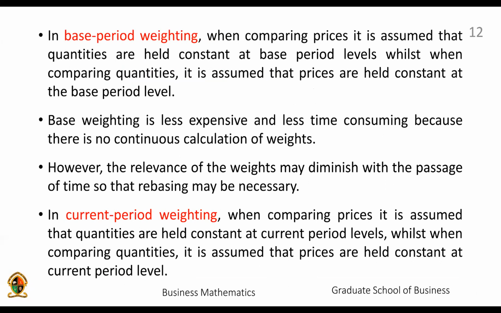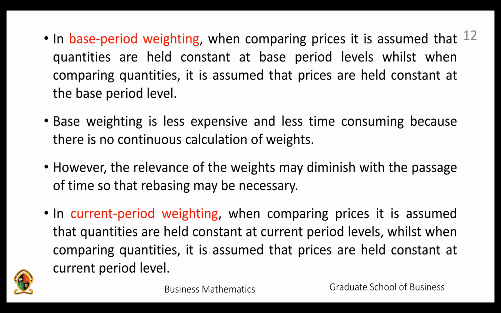The base period weighting is when you use the prices or the quantities of the previous period. Then current period weighting is when you use the prices and the quantities of the new period. So here, what happens is that you use the prices and the quantities of the new period. That's current period weighting. In the other one, you use the prices of the old period. Did you get that?